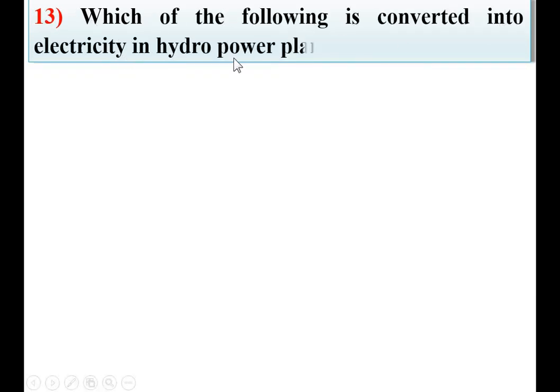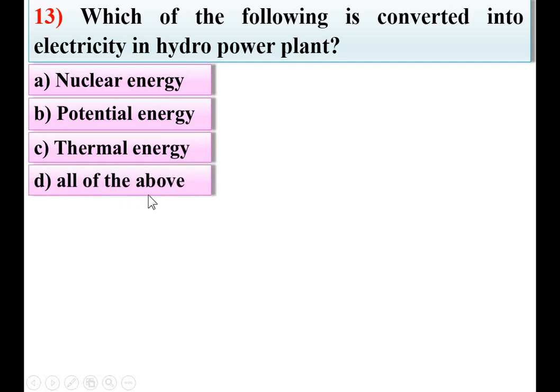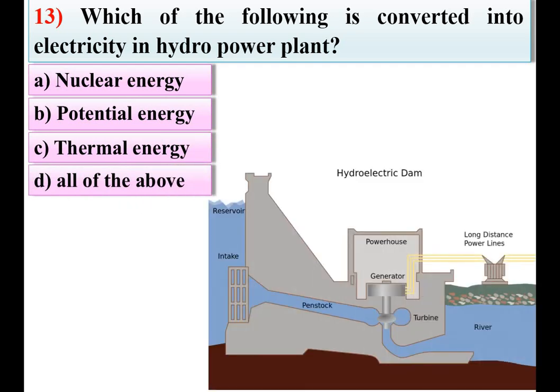Next, which of the following is converted into electricity in a hydropower plant? Options: nuclear energy, potential energy, thermal energy, all of the above. Let's consider the image of the hydropower plant. Here the water is stored in what is called the water reservoir; the most popular word is the dam. Due to that height, potential energy is stored, and that potential energy is converted into kinetic energy, and thus it can produce electricity. So we can say potential energy is converted into electricity by the hydroelectric power plant. So B is the right answer.